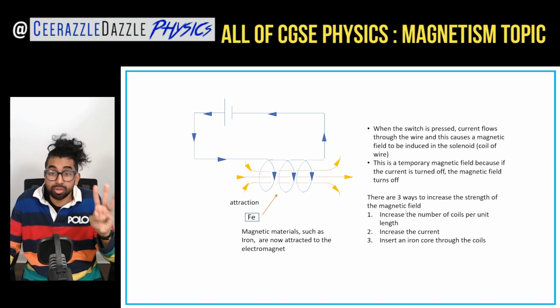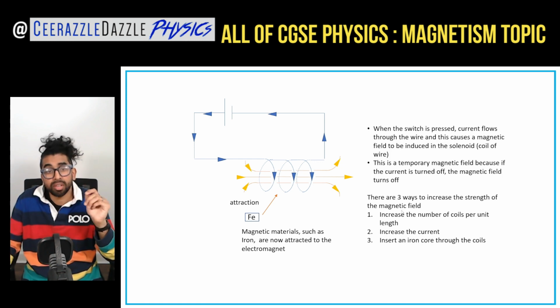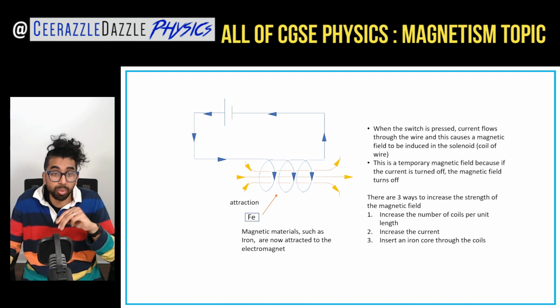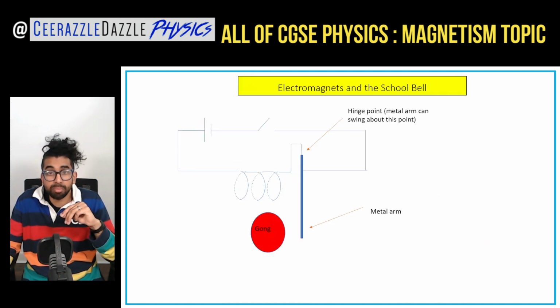There are three ways to increase the strength of the magnetic field. Number one, by increasing the number of coils per unit length. So if I wrap them closer together. Number two, by increasing the current. And number three, by inserting an iron core through the coils, is the third way to increase the strength of the magnetic field.